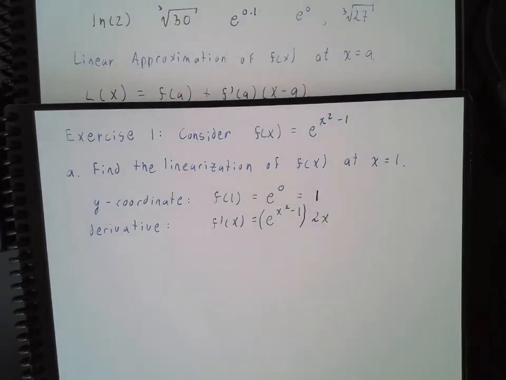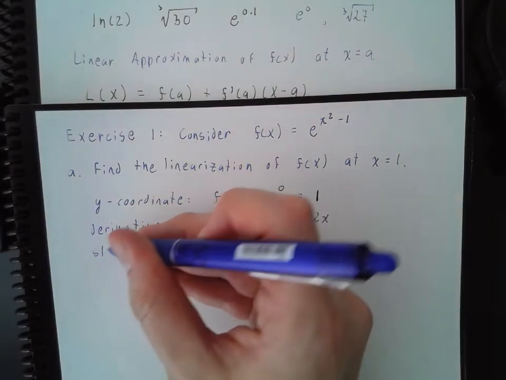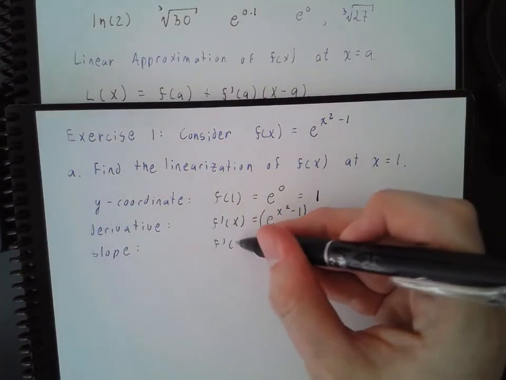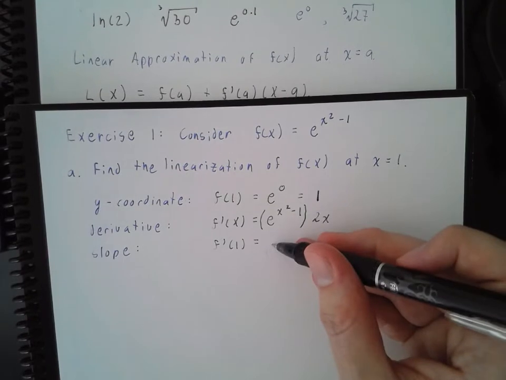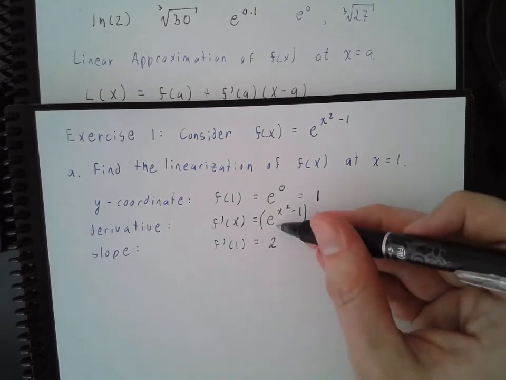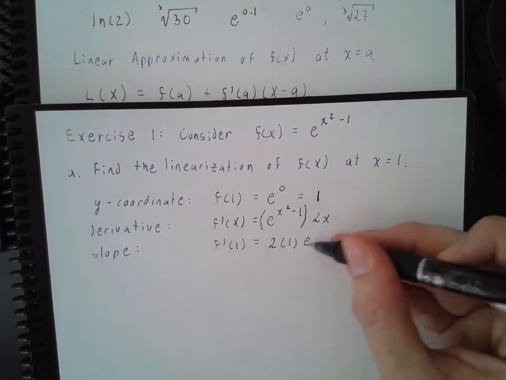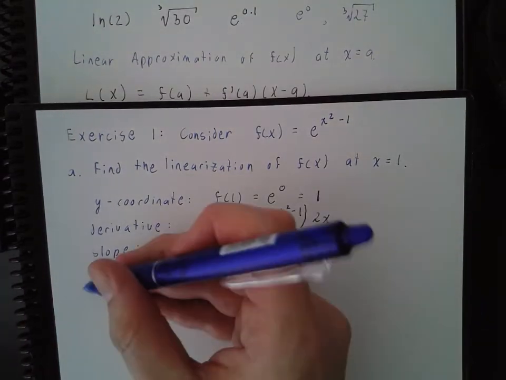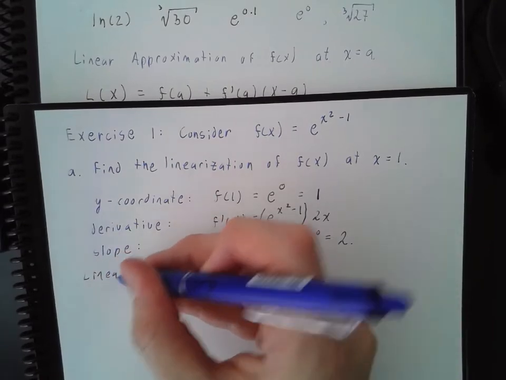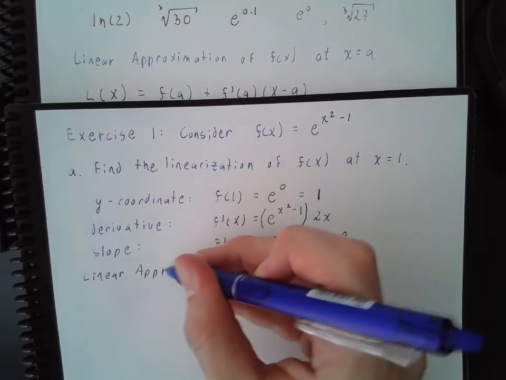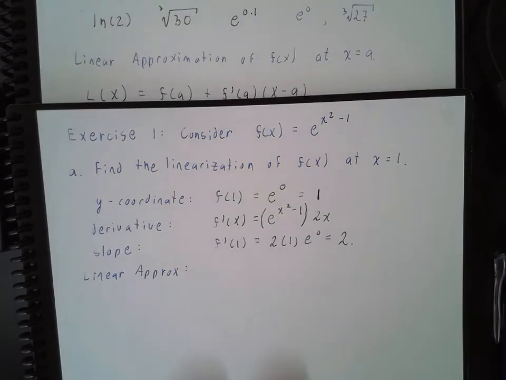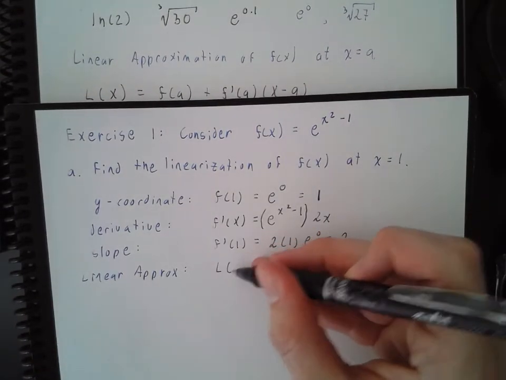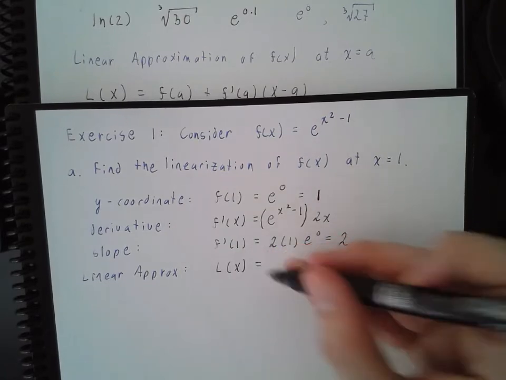And now, after I find the derivative, I can get the slope. This slope is going to be f prime of 1. And over here, once again, we have 2 times 1 times e to the 0. So this slope is equal to 2. And then I'm just going to write down the equation of the tangent line. The only thing is you have to remind yourself that the linearization is the same thing as the equation of the tangent line. So you have to get used to these equivalent concepts.